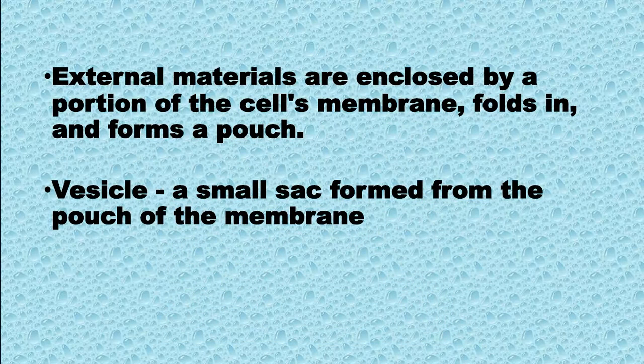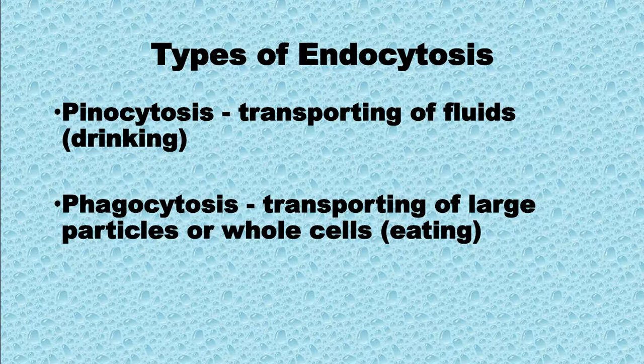So again, the particles move close to the cell membrane, it folds in, forms a pouch, and makes that vesicle or a small sac that takes items into the cell. There are 2 main types of endocytosis, and I typically think of these as the cell eating or drinking. So pinocytosis is where it's going to take in fluids, so that's like drinking for the cell. And phagocytosis is going to be solid particles. And so this is kind of like the cell eating, taking those particles in.